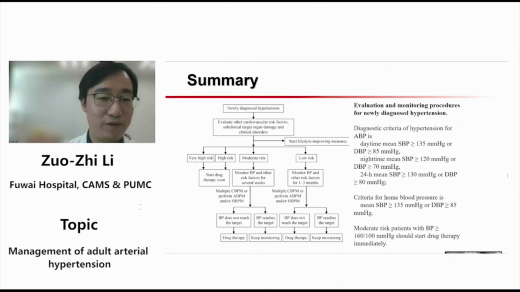And in patients with low risk, we can monitor their blood pressure and other risk factors for a relatively longer time, between 1 to 3 months, also using ABPM and HBPM. If the blood pressure does reach the target, then we should keep on monitoring. And if the blood pressure does not reach target, then we can consider using low dose or monotherapy drug interventions.